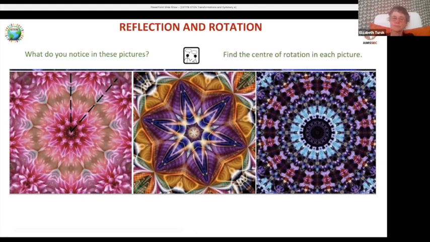And now the question is, where is the center of rotation in these pictures? Each one has its own center. And where you see this type of transformation involved in nature is in flowers, of course. So many flowers have got rotational symmetry, as you see here.